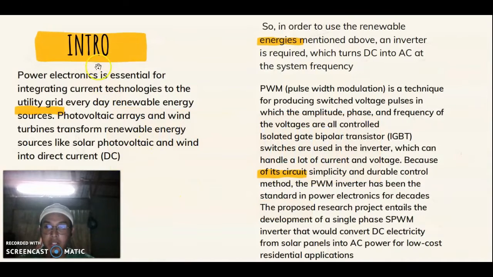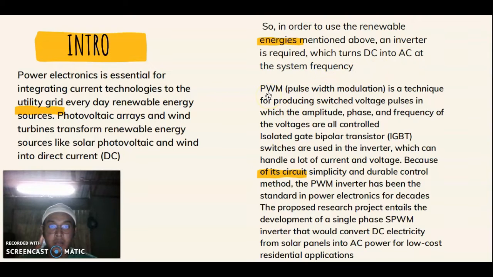Okay. For the introduction, power electronics is essential for integrating current technologies into the utility grids every day. Renewable energy sources, such as photovoltaic arrays and wind turbines, transform renewable energy like solar photovoltaic and wind into direct current, or DC. So, in order to use the renewable energy mentioned above, an inverter is required, which turns DC into AC at the system frequency.